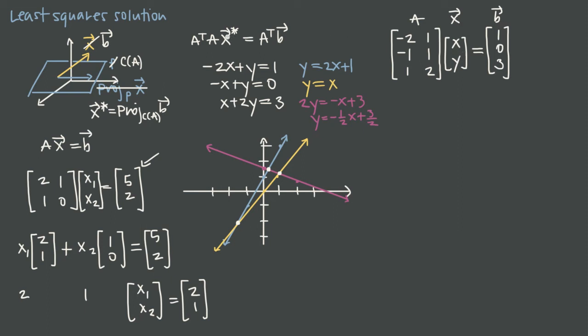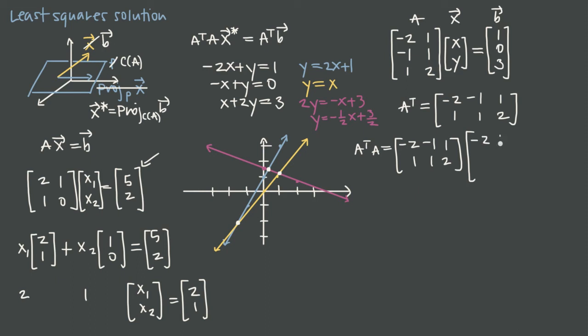So to use the least square solution, you can see that the first thing we need to do is find A transpose. We already have A right here, so we know that. A transpose is going to be equal to -2, 1, -1, 1, and then 1, 2. And then for our left-hand side over here, we need to find A transpose A. So A transpose A is going to be equal to -2, -1, 1, 1, 1, 2, and multiply that by A. So -2, 1, -1, 1, 1, 2.